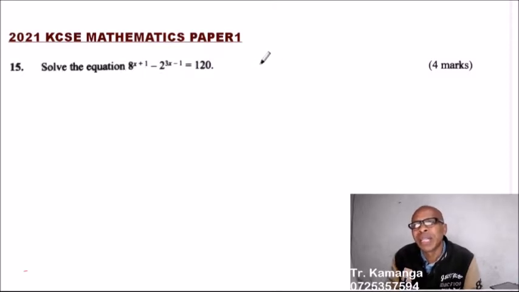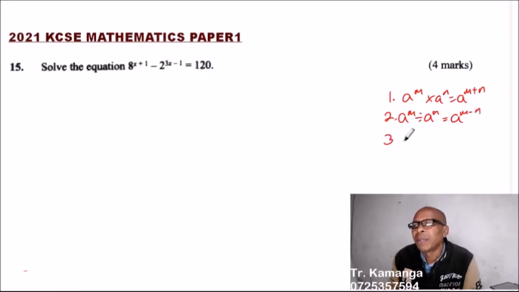If I may remind you, the first rule: a^m multiplied by a^n is equal to a^(m+n). The second one: a^m divided by a^n is equal to a^(m-n). The third one: a^m in brackets to the power n is equal to a^(mn). Very important to remember these rules.